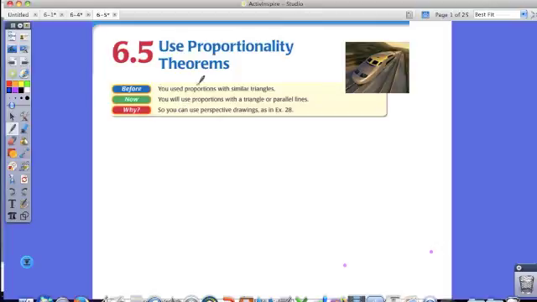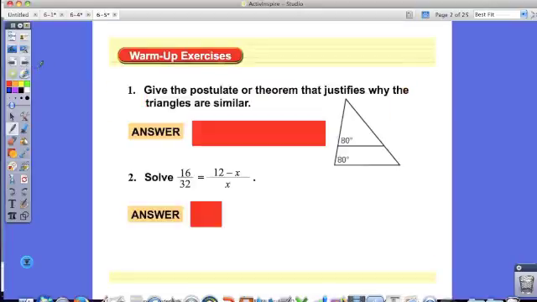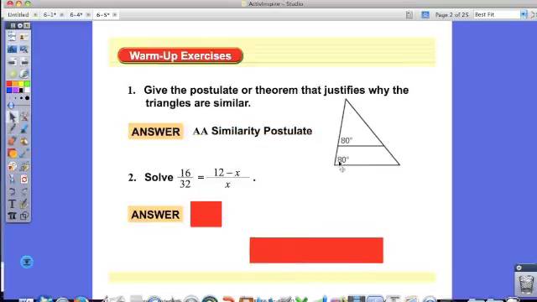So here we go. We are going to use proportions with a triangle or parallel lines. First, let's review. Give the postulate or theorem that justifies why the triangles are similar. Angle similarity postulate. You could have used this angle, this, and that one. Yes, you could have eventually, if they gave you numbers, found common sides have a proportional relationship, but they gave you no numbers. On number 2, solve the proportion.